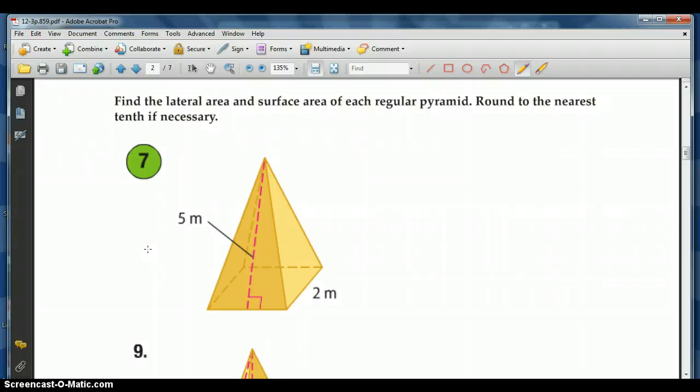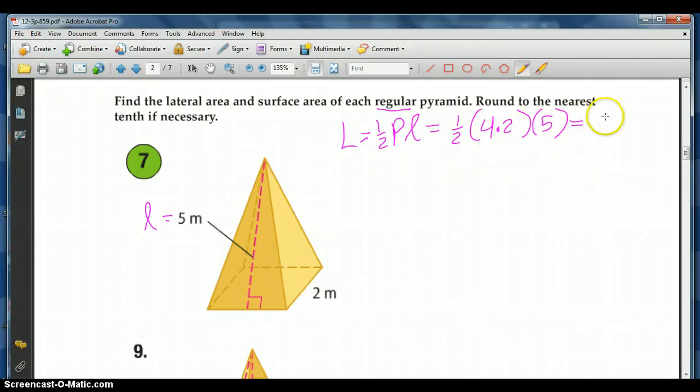Number 7, find the lateral area and surface area of each regular pyramid, round to the nearest tenth if necessary. So our lateral area is half of the perimeter times the slant height. So our slant height is 5. Since this is a regular pyramid, then we can assume that all 4 sides are the same length down here. So our perimeter is 4 times 2. Slant height is 5. And we get 20 square meters.